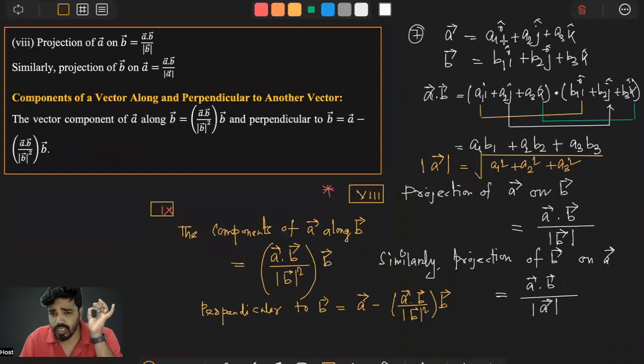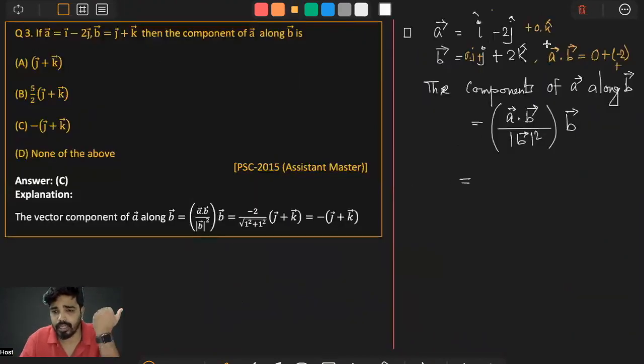Suppose A is equal to A1 i plus A2 j plus A3 k, B is equal to B1 i plus B2 j plus B3 k. So A dot B is A1 B1 plus A2 B2 plus A3 B3. Just apply this rule. So minus 2 into 1 is minus 2, plus A3 B3, that is 0 into 2, that is 0. So A dot B is minus 2, divided by modulus B square. So what is modulus B? Modulus B is root over 0 square plus 1 square plus 2 square.